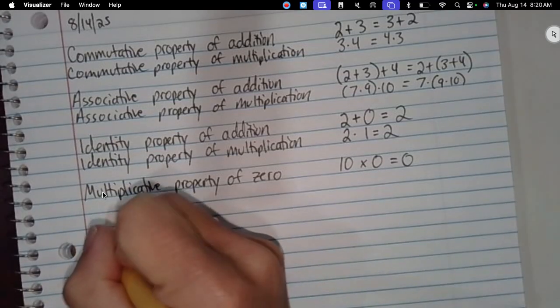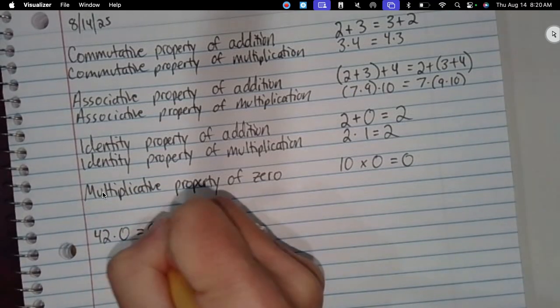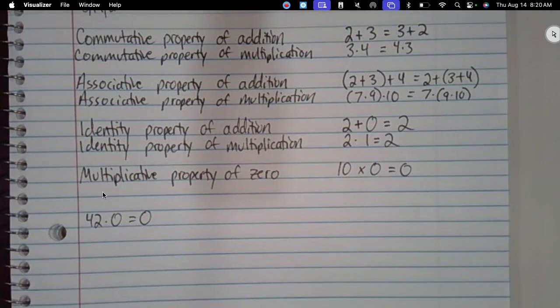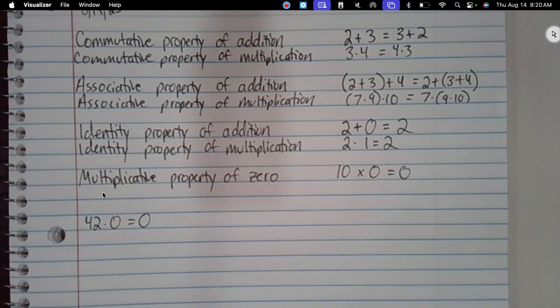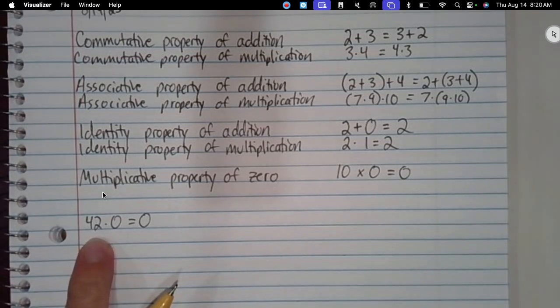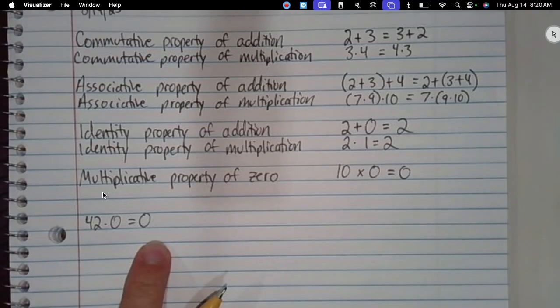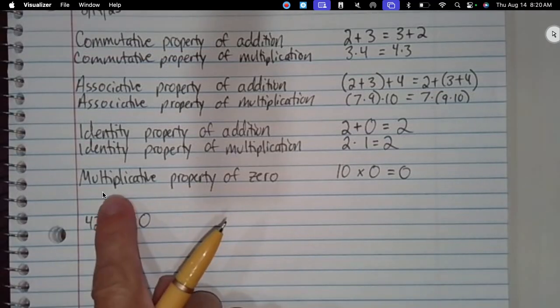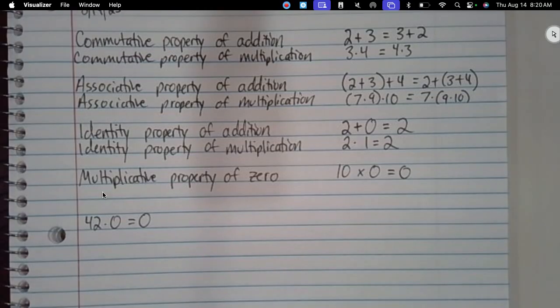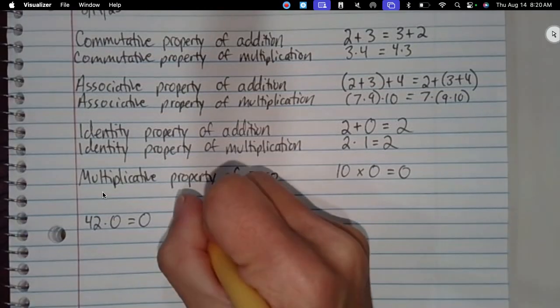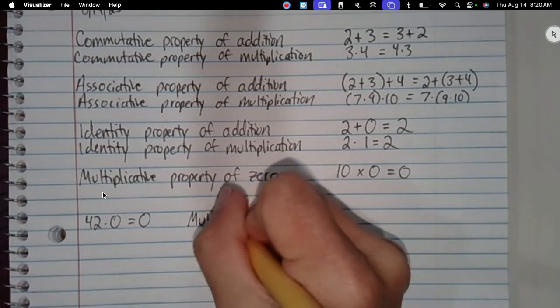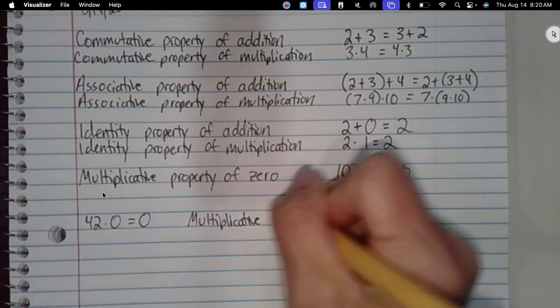42 times 0 equals 0. So what am I doing? I'm multiplying by 0, and I get 0. Which one of those rules does that? Multiplicative property of 0. That would be my answer. Okay, you just have to pick your answer. So, multiplicative property of 0.